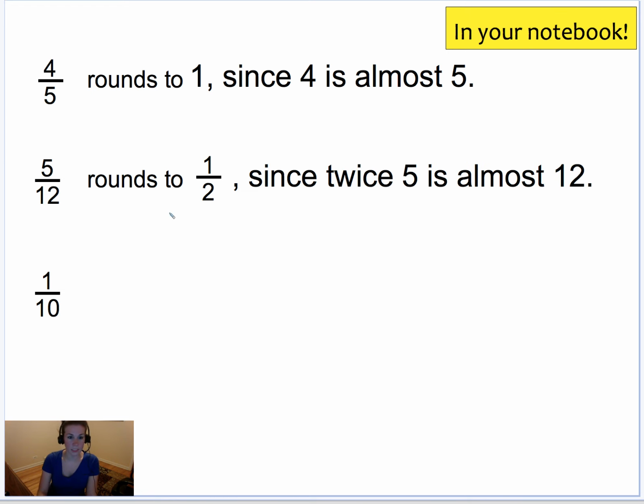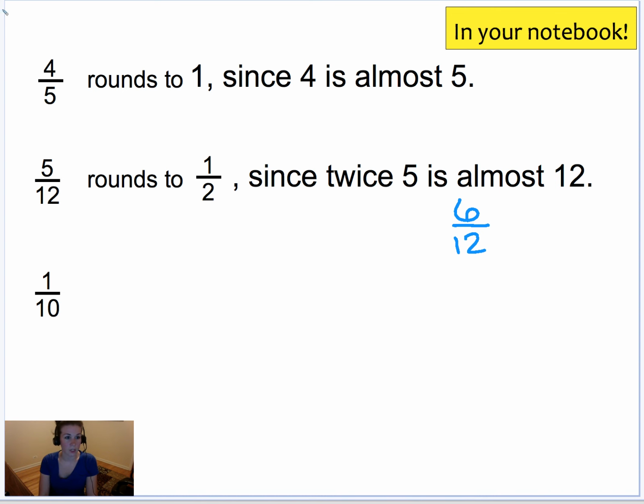And the reason is because twice 5 is almost 12. So 2 times 5 is 10, which is really close to 12. Another way you could think about this is if you have 12, half of 12 would be 6. So 6 out of 12 is halfway. Since 5 is really close to 6, I know that 5/12 is going to be closest to a half.